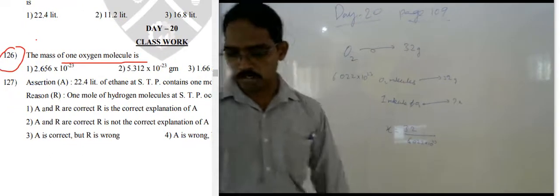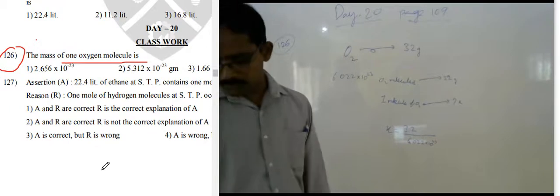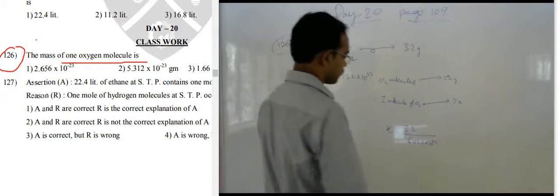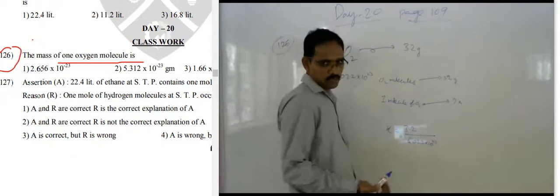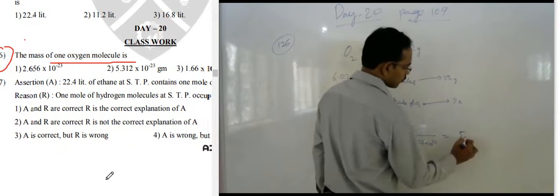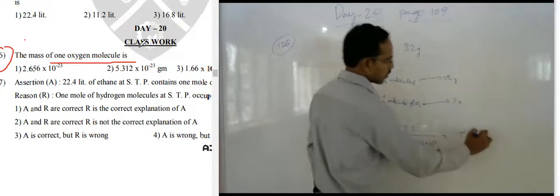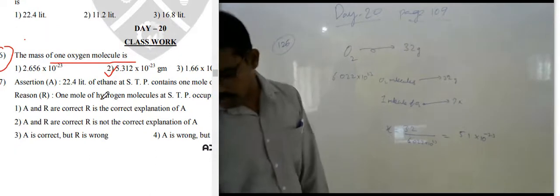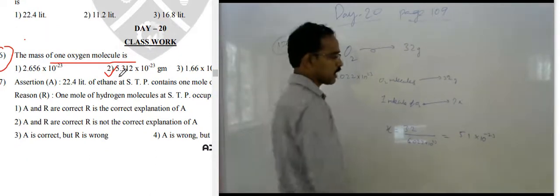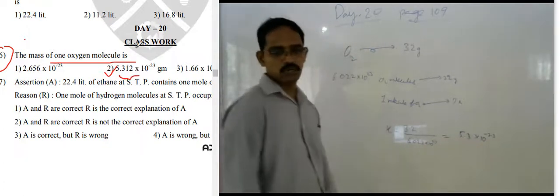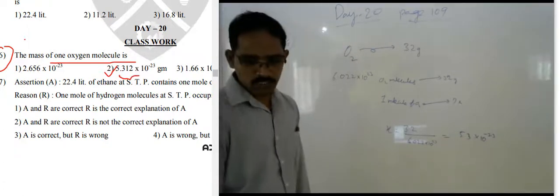Tell me the correct answer. 5.3 into 10 power minus 23. 6, 5, 3, 0, almost approximate value I am writing. Going up, so that means 10 power minus 23. Option will be second option. 5.3 into 10 power minus 23. Is it clear, first one?